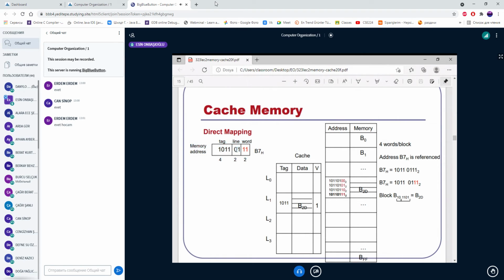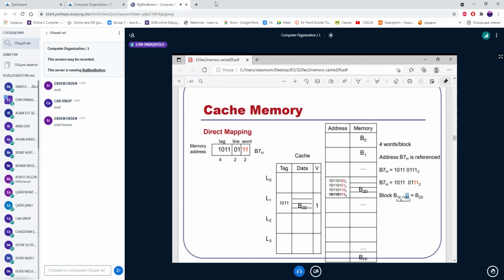Then comes the line field. The line field determines to which line the block will be placed. If we consider the block number, let's say block number 2D, this is the block number in binary. To check where it will be mapped in the cache, I must use the mod operation. And the mod in binary numbers, you remember, is easy because if you are taking the mod of 4, which is 2 to the power 2, you take the rightmost 2 bits, and that is the result of the mod operation.